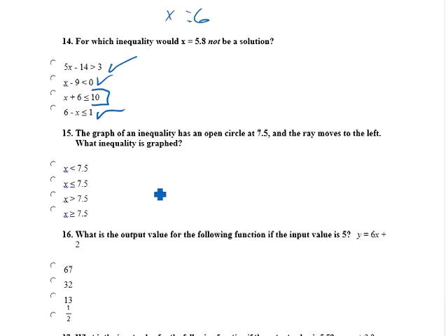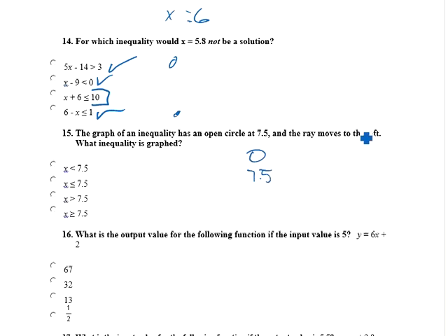So now we got a graph. Graph the inequality. The graph of the inequality has an open circle, so that this equals to is a closed circle with inequalities. This greater than is an open circle. Greater than or equal to, closed circle. Less than or equal to, closed circle. Less than or greater than, open circles. Okay, so the graph of the inequality has an open circle, so it's this less than or greater than at 7.5. Okay, so 7.5, open circle.